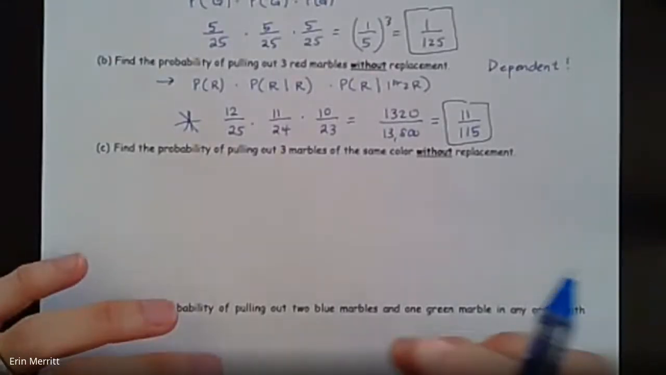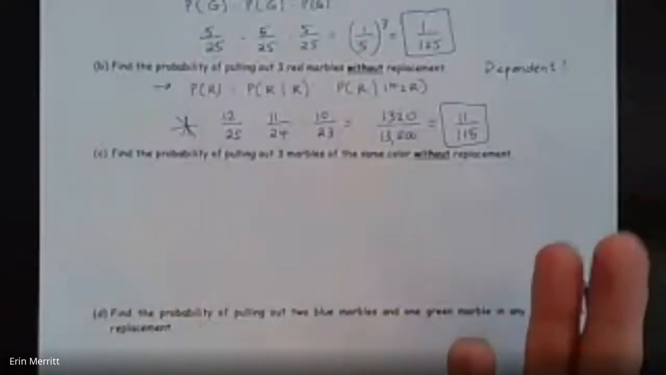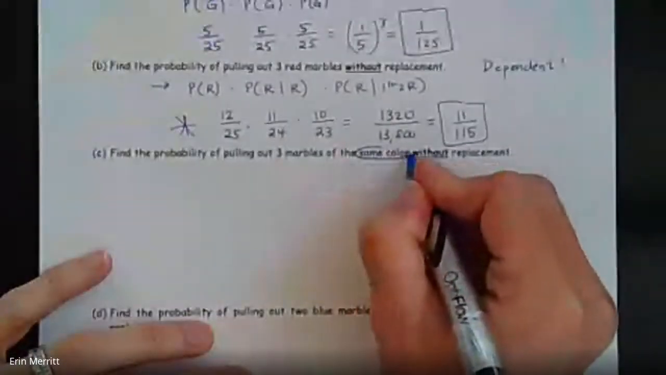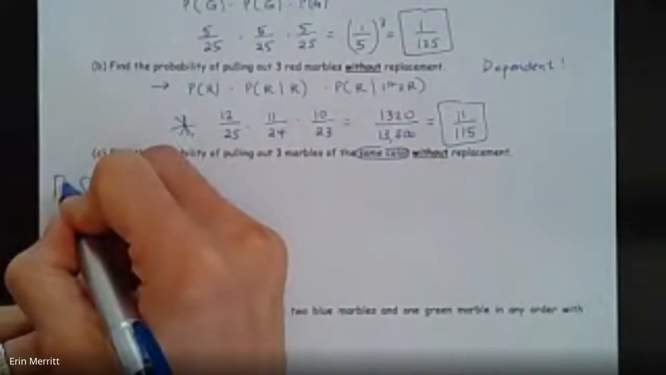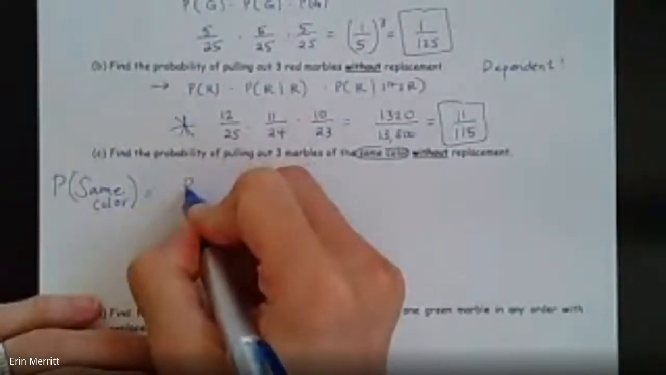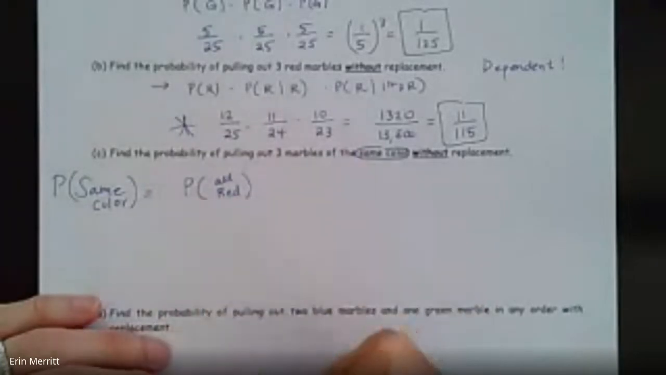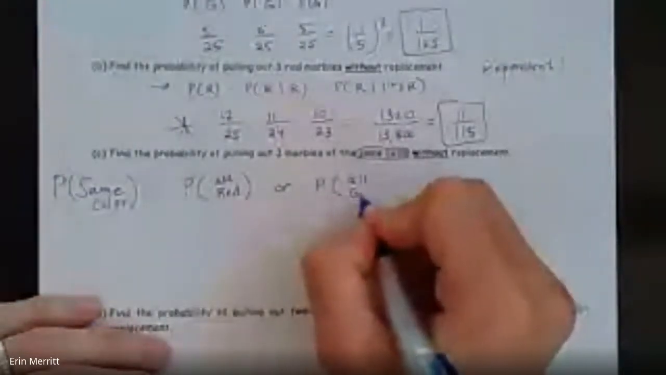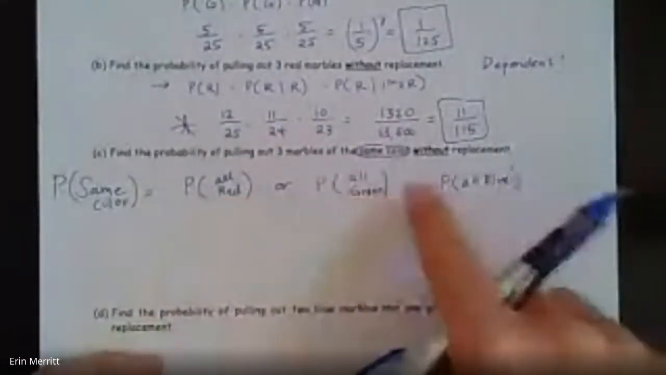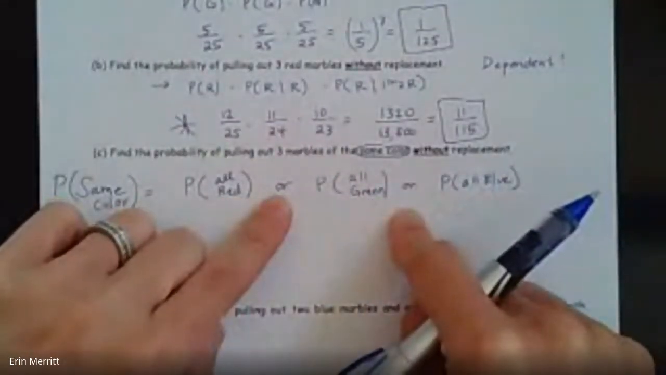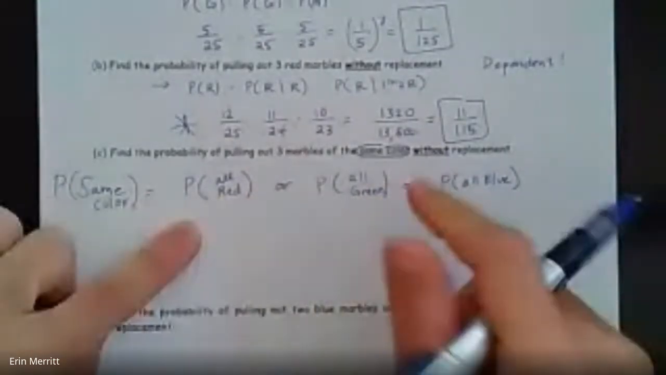Now they didn't tell you what color to do, so you have to consider, what does that actually mean? If I want the same color, what that could mean is that they could be all red, which we just calculated a second ago, so awesome. Or they could be all green, or they could be all blue. In a case like that, you have to calculate each thing separately, and then the "or" means that we add them all together. So we already did this one.